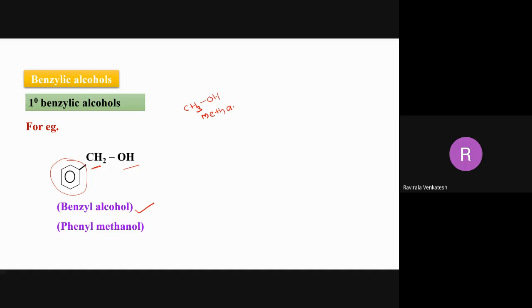This is called what actually? Methanol, methanol, right? Now, one of the hydrogen, what we are doing here? One of the hydrogen we are replacing with what? Phenyl group like this. Therefore, it is called what? Phenyl methanol. Like that you have taken here, right? So this is primary benzyl alcohol.